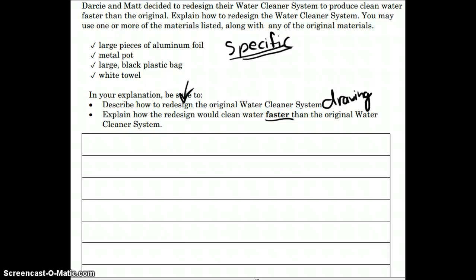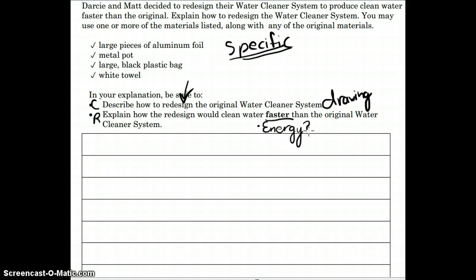This is CER work. This is going to be your claim. This is going to be your reasoning. There is no evidence. They actually don't care whether or not what you say you're going to do will actually make it faster, as long as you have a scientific explanation. And the other idea that you have to think about is that any kind of redesign is dealing in energy. So the question you have to ask yourself is, what is the energy that's being used in the water cleaner system? How is this working?